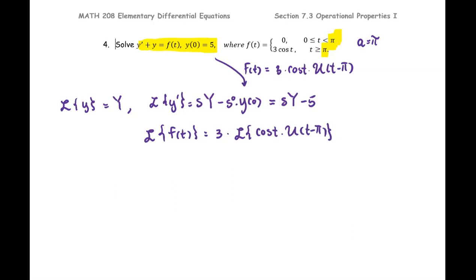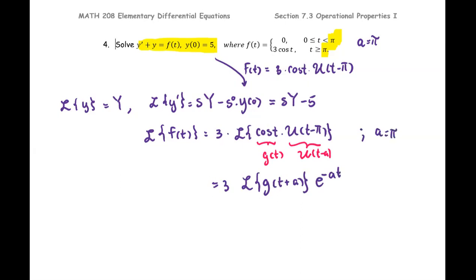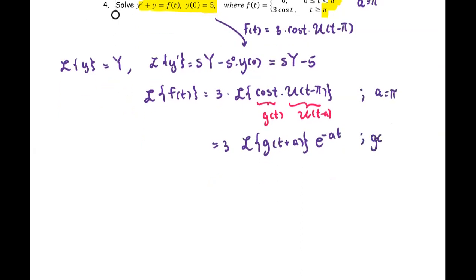And then apply the second translation theorem: the Laplace of the g of t multiplied by the unit step function t minus a will give us the Laplace of the g of t plus a multiplied by e to the negative at. We called a equals pi for this one. And in our case, the g of t equals cosine t. So then g of t plus a, which is t plus pi, is the cosine of t plus pi.